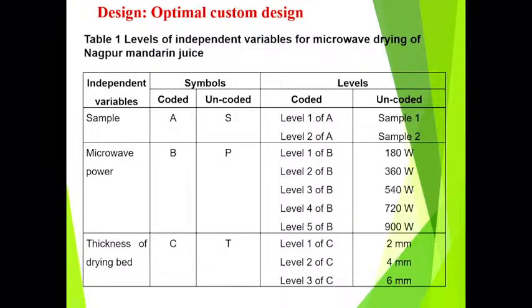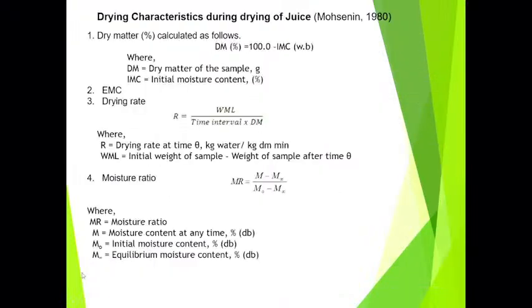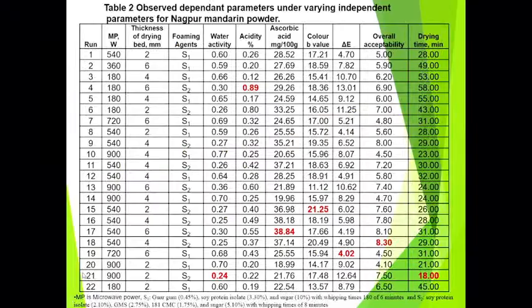So this is the optimal custom design we use for the optimization process. This is the drying characteristics. Here these are all the observed parameters at the different drying power. So here we determine water activity, acidity, ascorbic acid, color value, delta E value, that is the change in color, then overall acceptability and drying time.